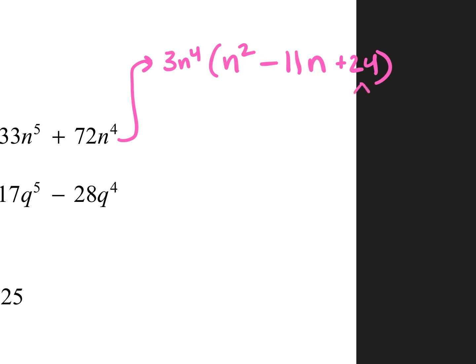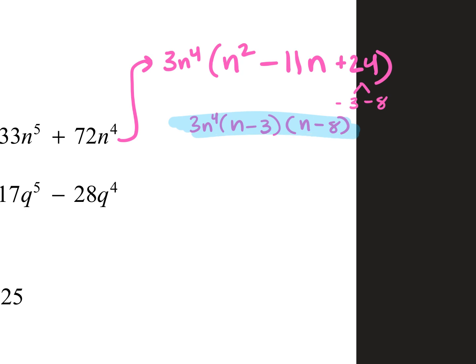What are 2 factors of 24 that add to negative 11? If we did negative 12 and negative 2, that would add to negative 14, so it wouldn't work. Negative 3 and negative 8. Perfect, that works. So we have n minus 3 and n minus 8 with our 3n to the 4th power on the outside. Can we factor this anymore? Nope, so that would be our answer.